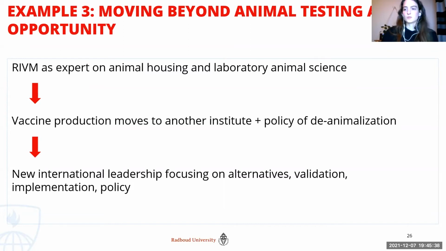And then they saw, well, we have an opportunity if we focus on 3 R's and alternatives and what is needed right now in the international community. Then there is a place for a new international leadership position, but focusing on alternatives and validation, implementation, policies. So there are all kinds of European working groups on 3 R's policies and implementation and validation. So they found a new international position.